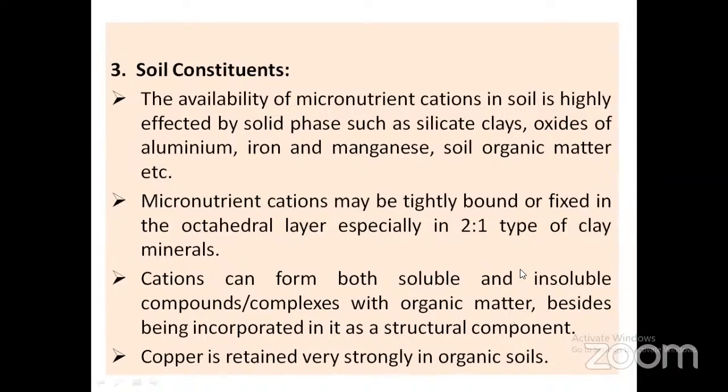लेकिन अगर ये कॉम्प्लेक्स इनसॉल्युबल है तब वहां पे प्रॉब्लम है. So the cationic micronutrients, they can form organometallic complexes, that is chelates with the organic molecules. And if that particular chelate is soluble, then it is actually good because it is preventing the losses, right? But the formation of insoluble complexes, they make these nutrients unavailable.